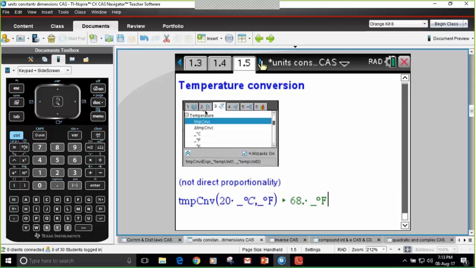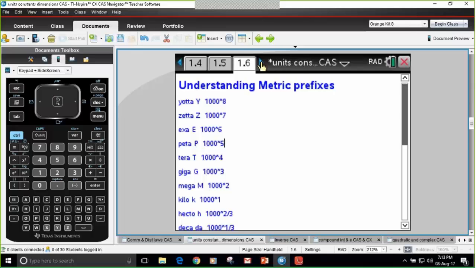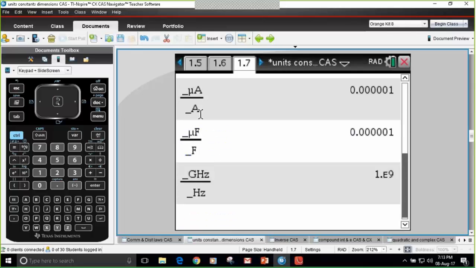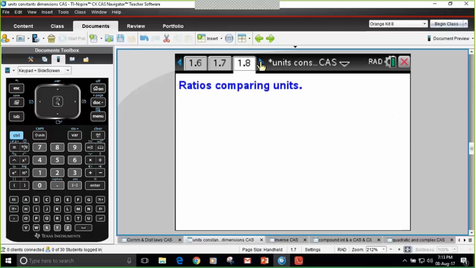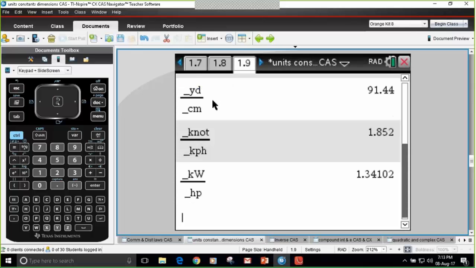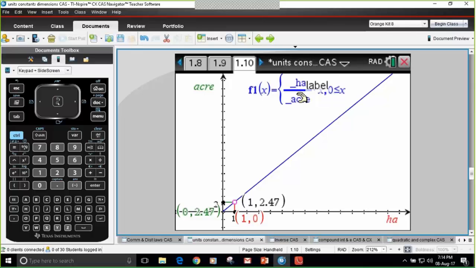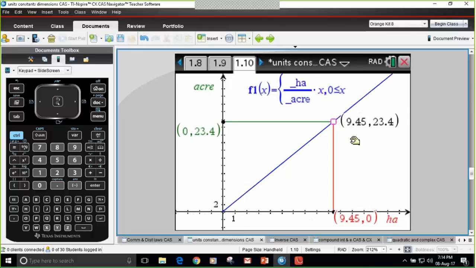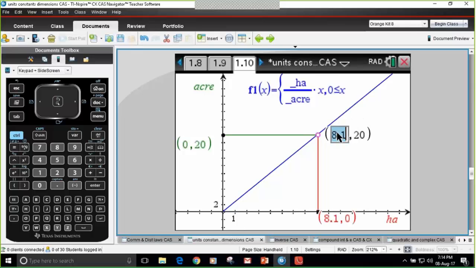under the temperature menu. You can do some divisions like so between them, so that tells you the ratios involved, and you can compare units by dividing one by another. And what you can do with that is you can go through and look at that there are 2.47 acre to the hectare, and if we just grab this point here and just graph that, you can see you can change this thing here.